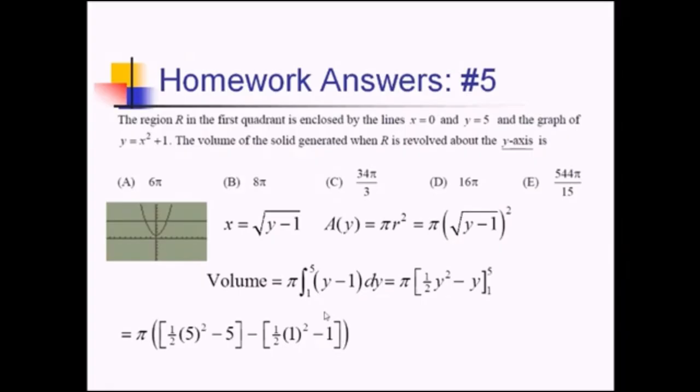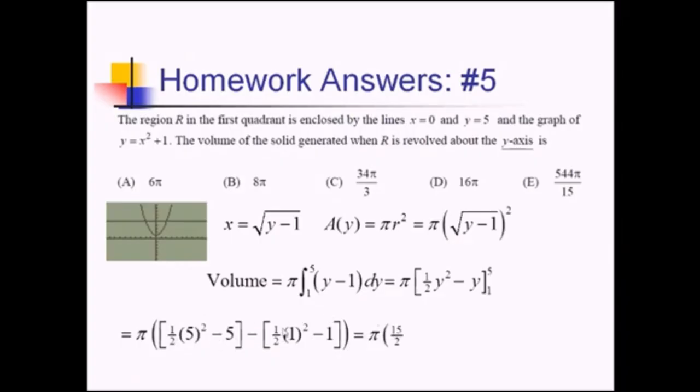So if this were a free response problem, we could just stop here and call it a day. However, you have answer choices to choose from, so we do need to simplify this as far as it'll go. So for my first brackets here, this is going to be 25 over 2 minus 5. That's essentially 25 over 2 minus 10 over 2. That's going to be 15 over 2 there.